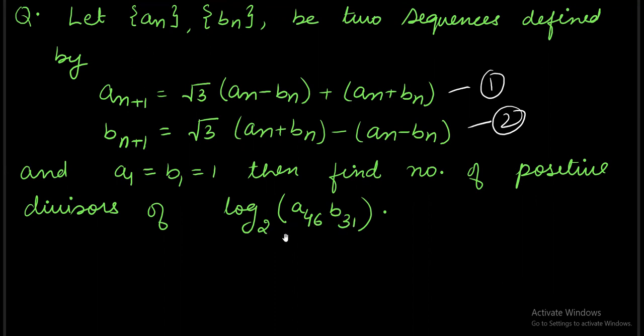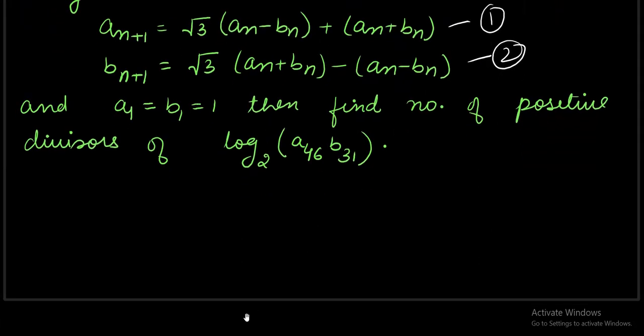Basically in this question, what we need to do is get the values of A46 and B31. If we can get these values, then we are going to put them over here and see what we are getting. Later on, we can think of getting the number of divisors of that number, right? So let's start with the question.